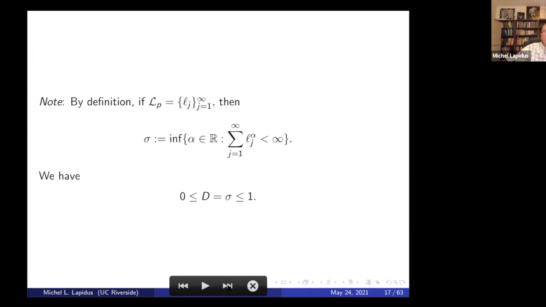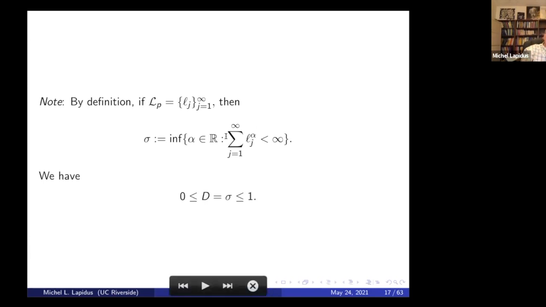Okay, so what is the abscissa of convergence? If Lj is your sequence of lengths, in our case p to the minus nj, then sigma is the infimum of the alpha such that the sum of Lj to the alpha is less than infinity. It's also the infimum of the real part of the complex numbers for which the Dirichlet series defining the geometric zeta function is absolutely convergent. It's equivalent.